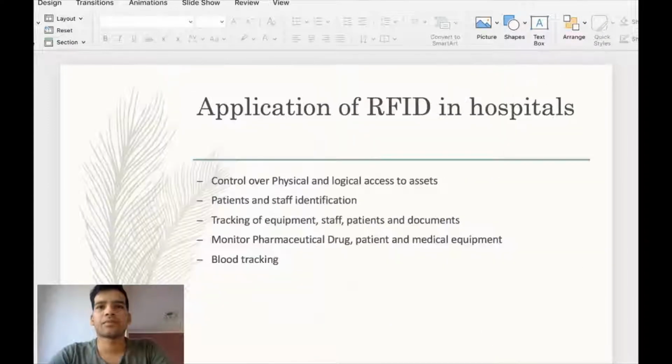So, implementing RFID in hospitals is beneficial, and the benefits are mentioned on the slide. All right, let's discuss the applications of RFID technology.